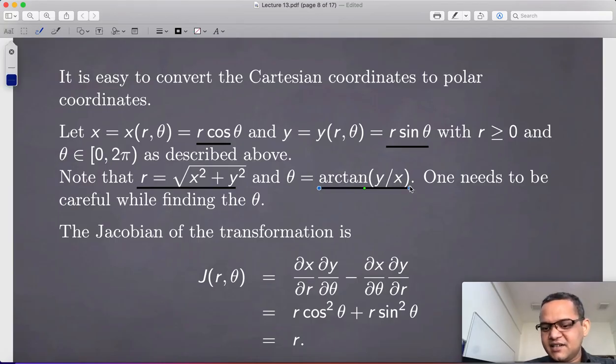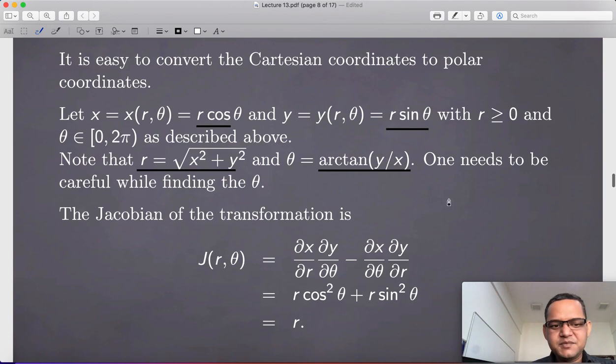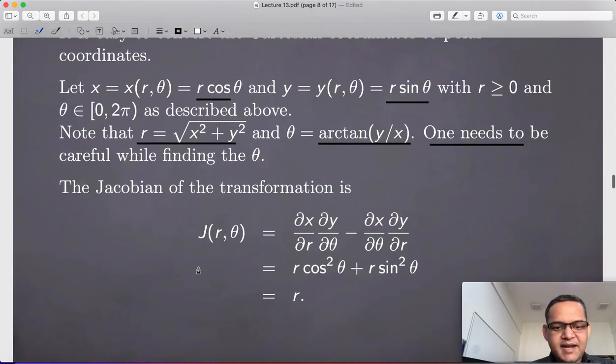With arctan, you have to be a bit careful, because depending on which coordinate, which quadrant you are in, you have to adjust the theta carefully. Because tan inverse is from minus pi by 2 to pi by 2, so you have to be a little bit careful. But these are things which you already know, I am not going into the details. So the idea is that you need to find a transformation, and then its Jacobian.